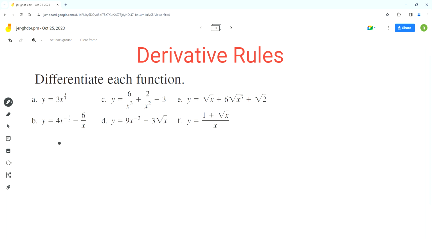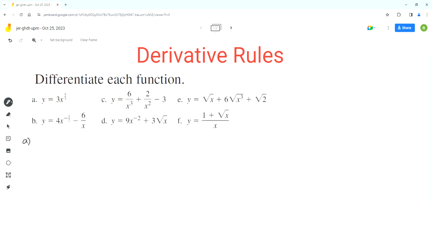So in this video, we'll solve this problem based on the concepts of derivative rules. We have to differentiate each of these six functions. Let's start with part A. In part A, we are given a polynomial function.